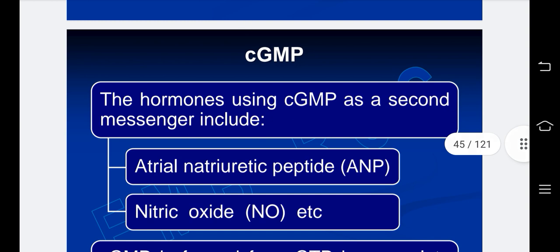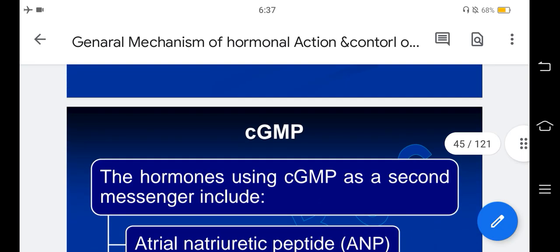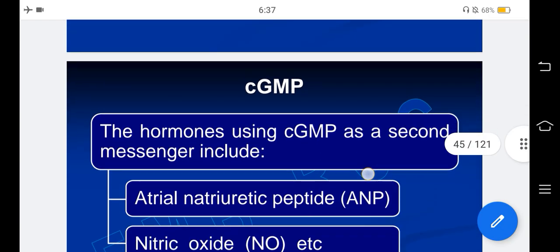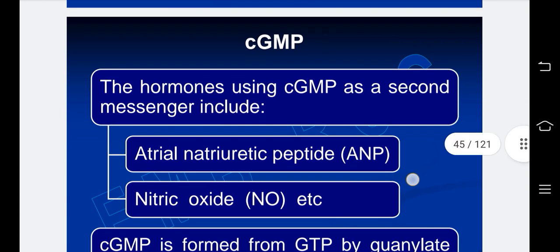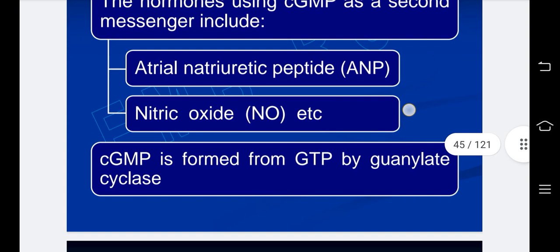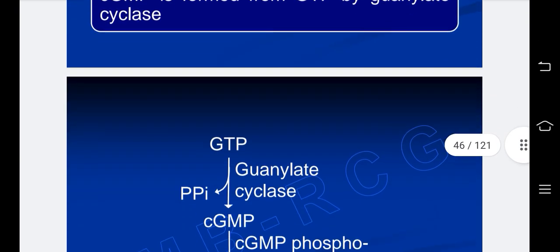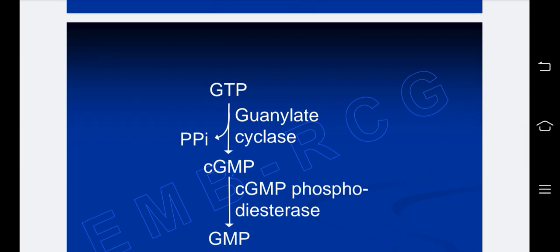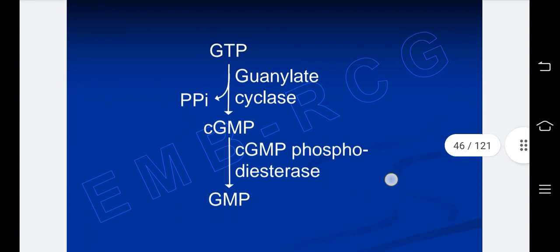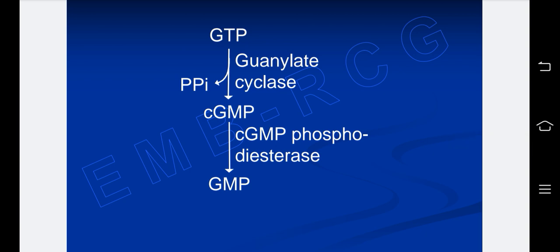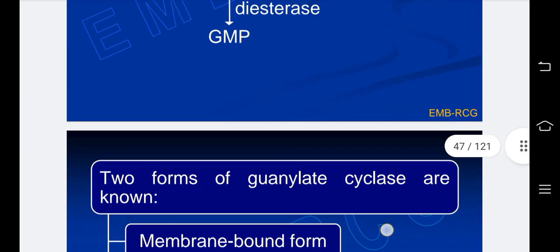Then next, cGMP. The hormones using cGMP as a second messenger include atrial natriuretic peptide and nitric oxide. cGMP is formed from GTP by guanylate cyclase. GTP is there, PPi is there, guanylate cyclase, cGMP phosphodiesterase, then GMP is produced.